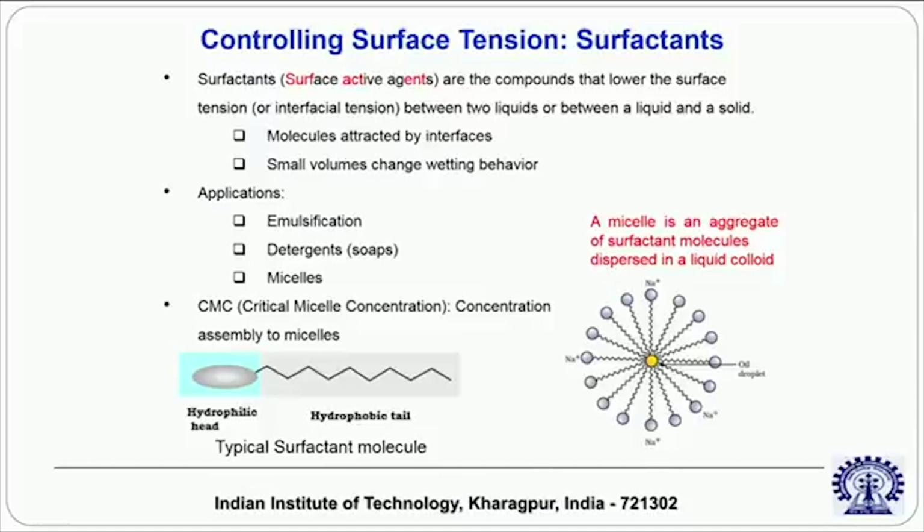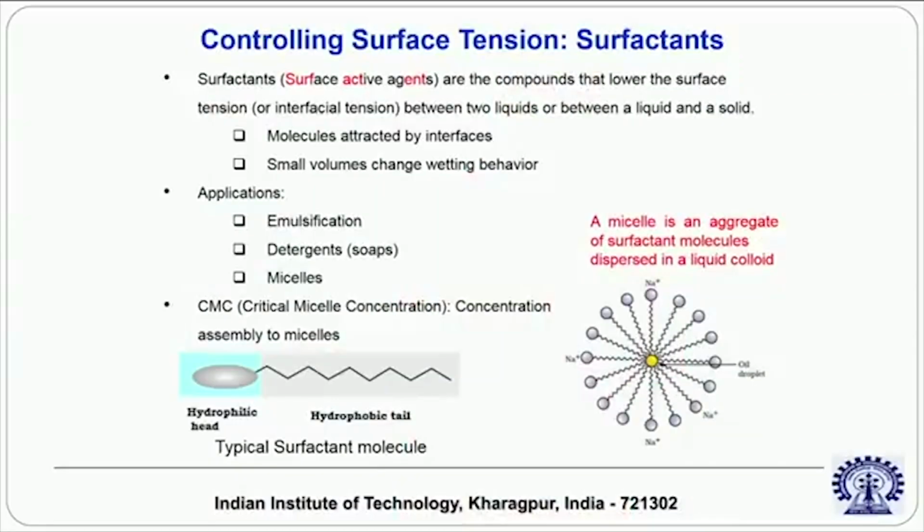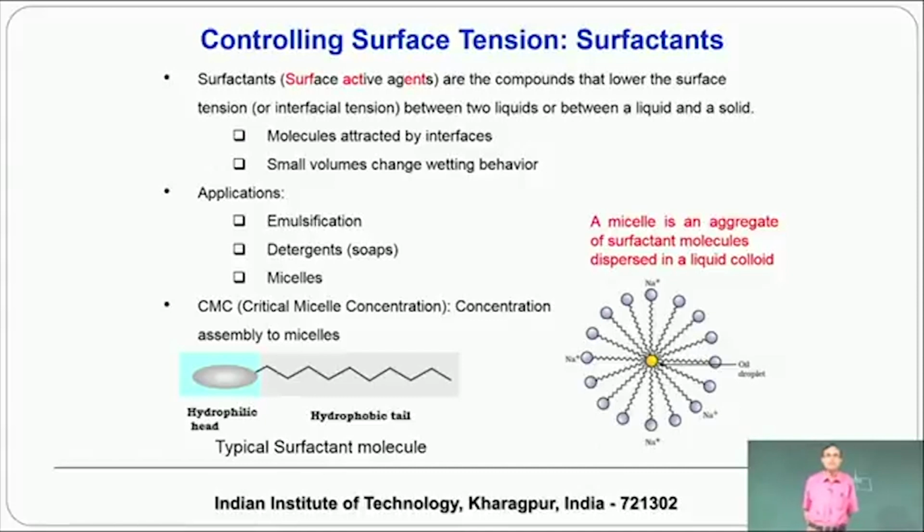Okay. So, we have seen how to control surface tension by using temperature. Now, we will see how to control surface tension using certain chemical species called surfactants. The full form of surfactant is surface active agent. These are compounds that lower the surface tension or interfacial tension between two surfaces. This may be between two liquids or a liquid and a solid.